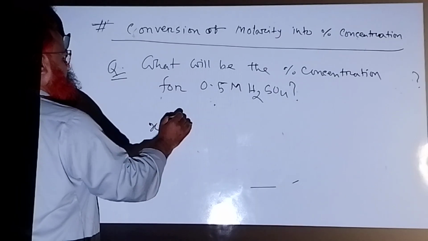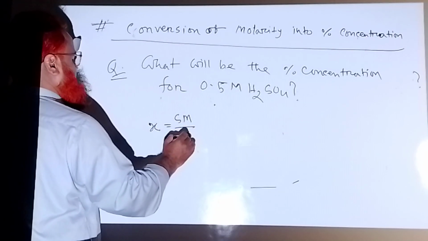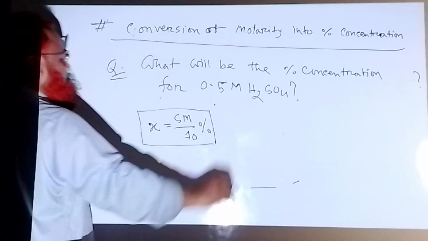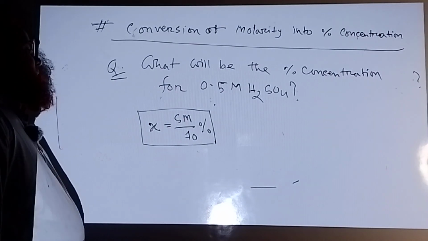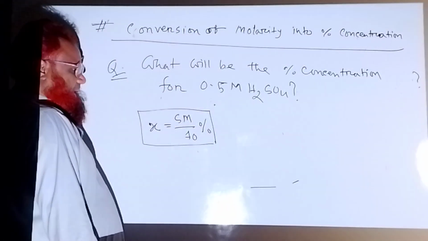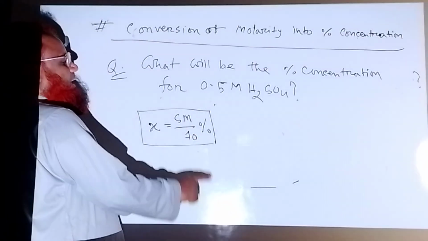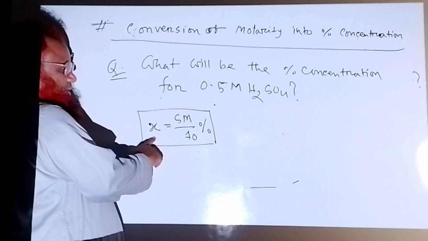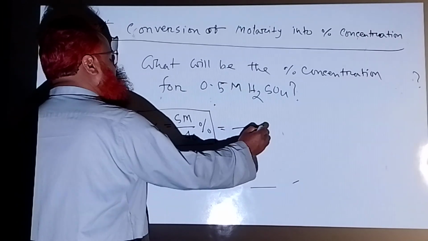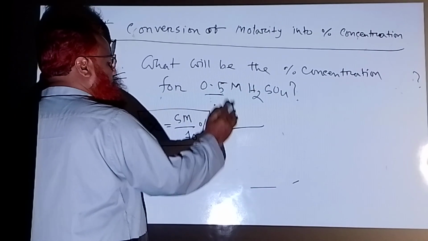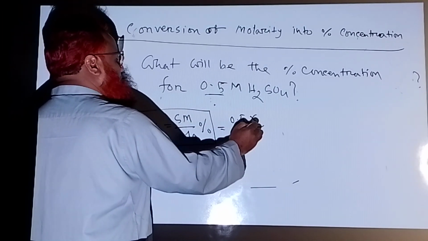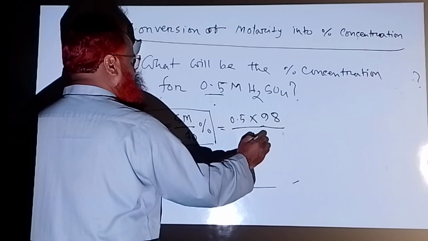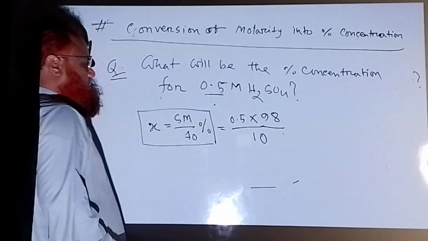X equal to S m by 10. Look at here, my dear student. By this formula we can easily convert the molarity into percentage. Here S is molarity and M is molecular mass and X is percentage concentration. So now put the values here. S is here 0.5 and the molecular mass is 98 for sulfuric acid, and here it is 10.